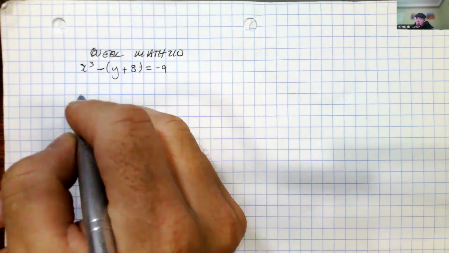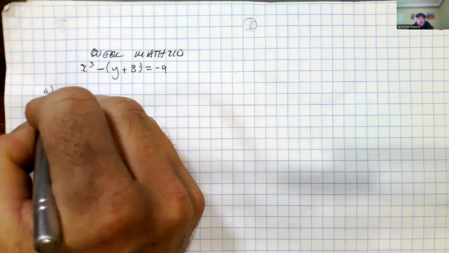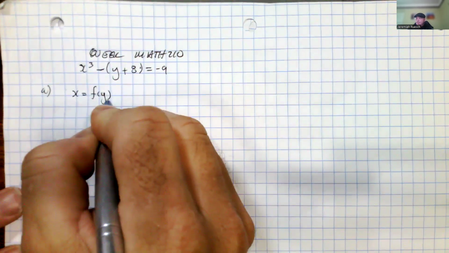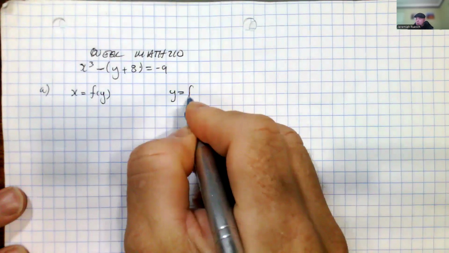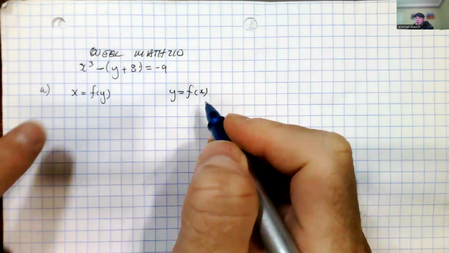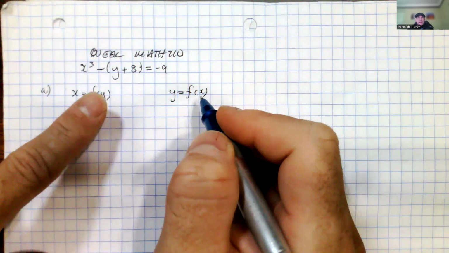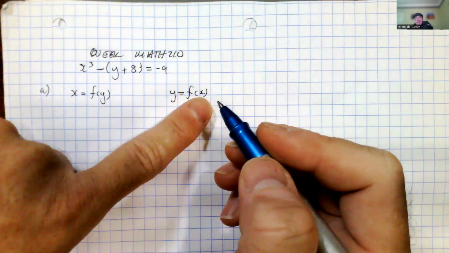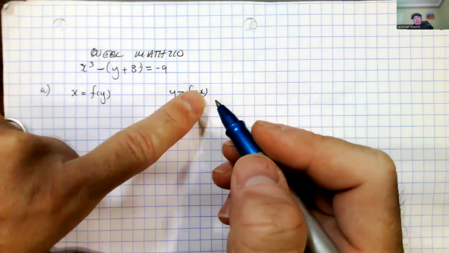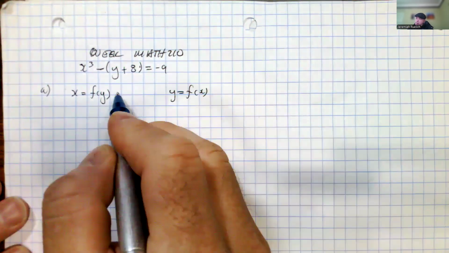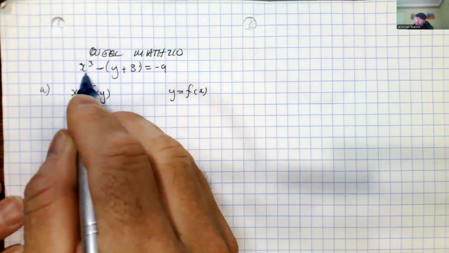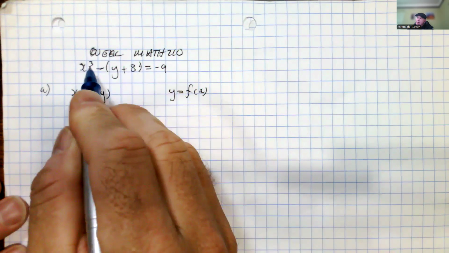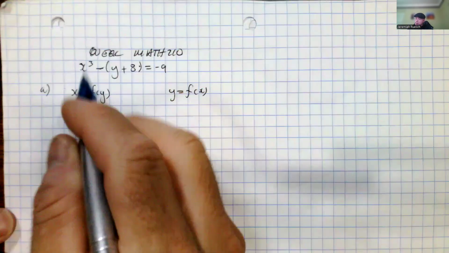Okay, so for part A, this problem wants you to solve for x as a function of y, and then solve y as a function of x. So in this case, y would be the independent variable and x would be the dependent variable. And in this case, x would be the independent variable and y would be the dependent variable. So for solving this, I'm going to need to move this quantity over, and then I'll need to take a cube root to isolate x.